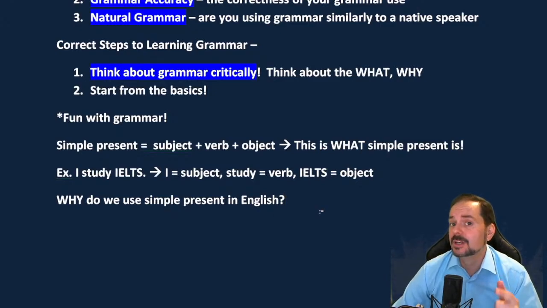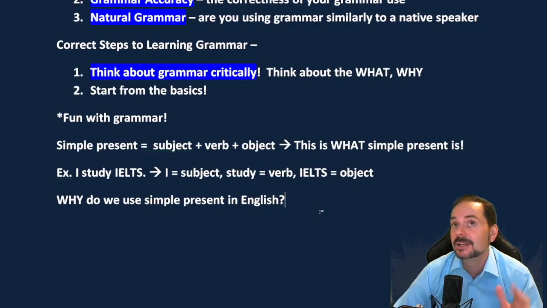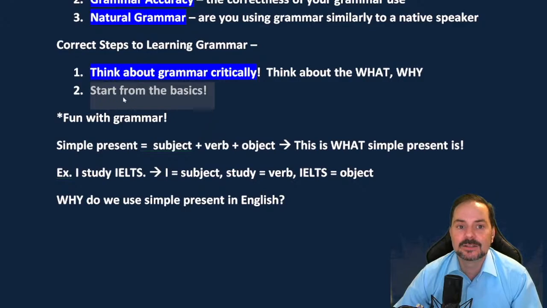And students, you might be thinking, okay, this is easy, Adrian, you're talking about simple present, but I'm going to get real fancy real soon with present perfect, passive, progressive, all combining together. So we need to start from the basics. Remember what I said. That's very important. Start with the basics.